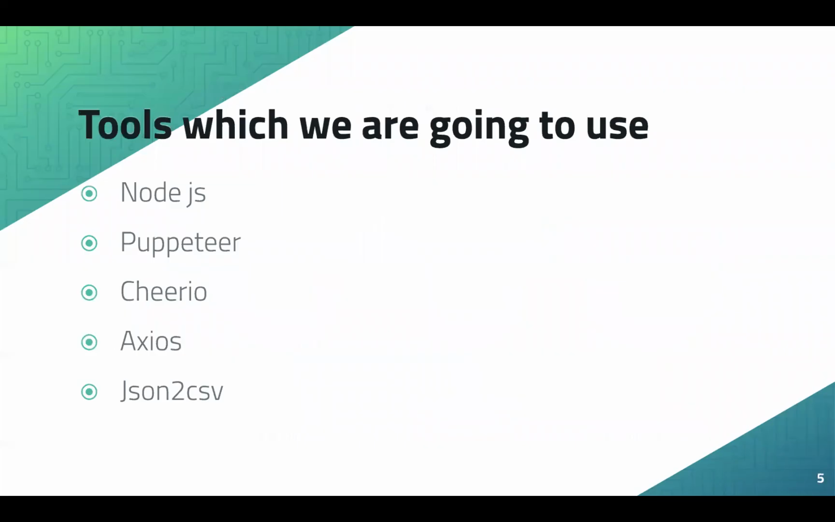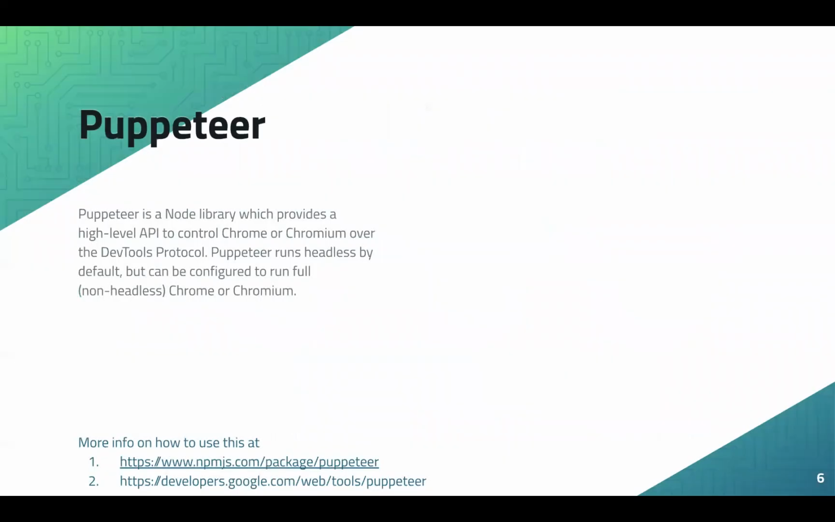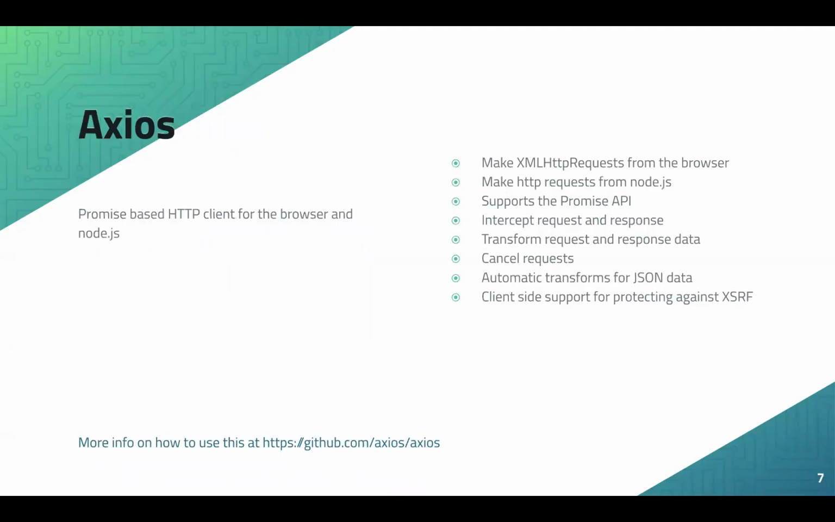So we are going to use Puppeteer, Cheerio, Axios, JSON to CSV, and Node.js for this project. What is Puppeteer? Puppeteer is a Node.js library, basically, which helps us to control Chromium in Node.js. Axios is a requesting library which we will be using to request the web page from the server.